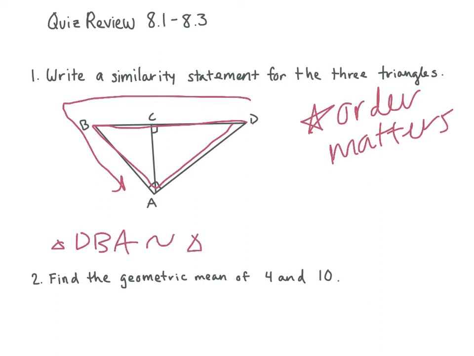So DBA is going to be similar to, now let's look at the medium-sized triangle. We start at the hypotenuse and then go to the small leg. So what would we call this one? DAC. We're starting at the hypotenuse and then going to the small leg.